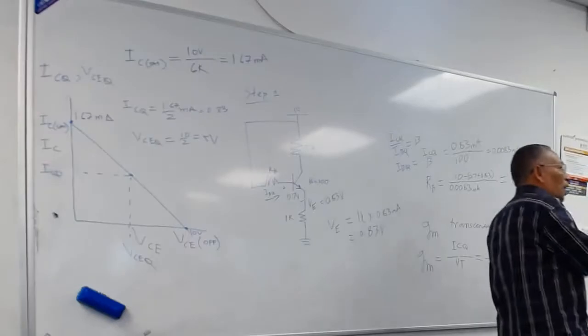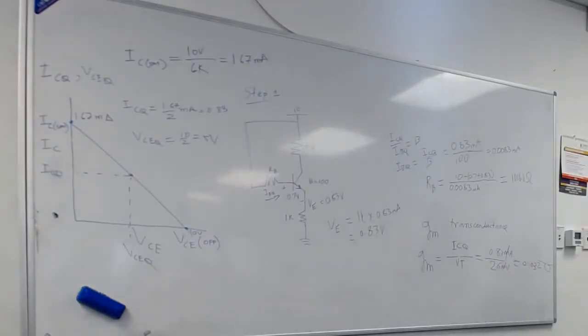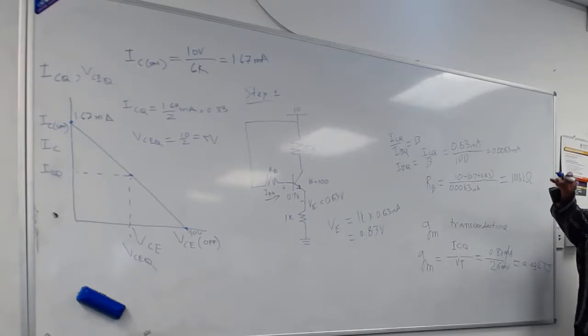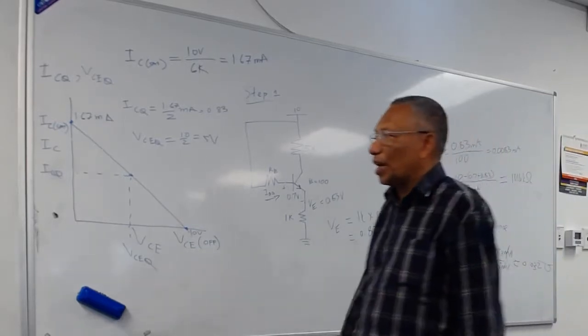Okay, so we got our GM. So when you do your DC analysis, you find your bias resistance, you finish everything, and don't forget to calculate the GM before you complete your DC analysis, because you're going to need it when you go to AC analysis. Okay? So now you go to AC analysis.